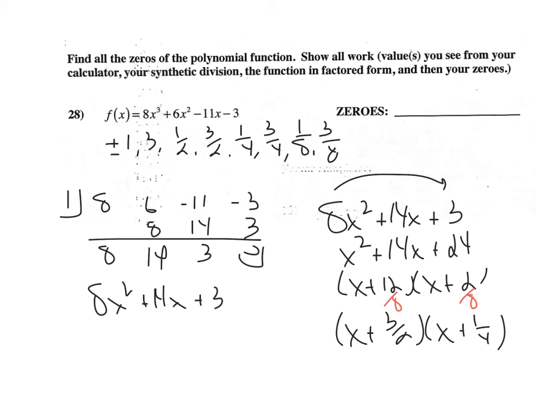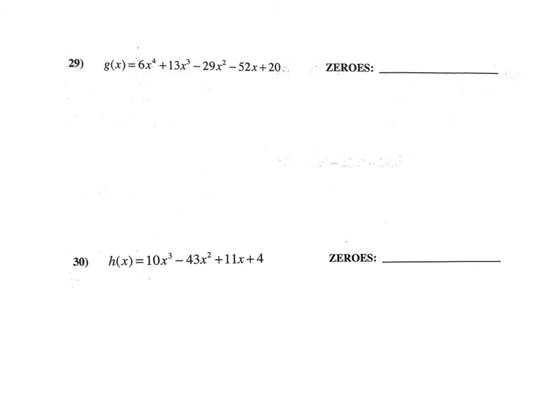I know my zeros now. My zeros are, don't forget the 1. We found the 1 first. The other one is negative 3 halves from that parentheses, and the last one is negative 1/4. All those are in my list. Not too hard to find.